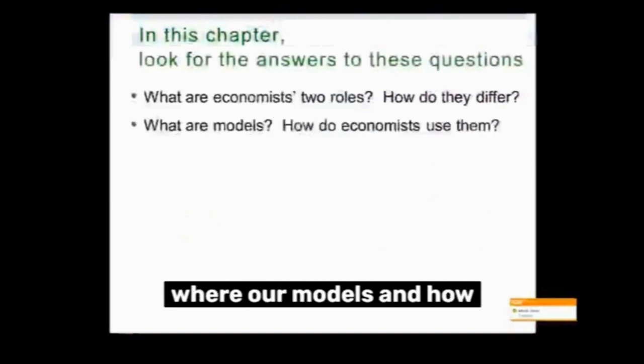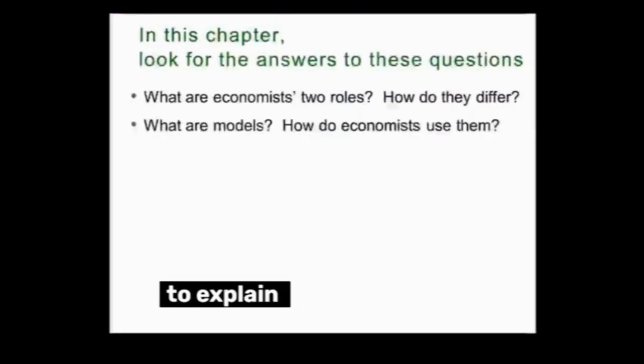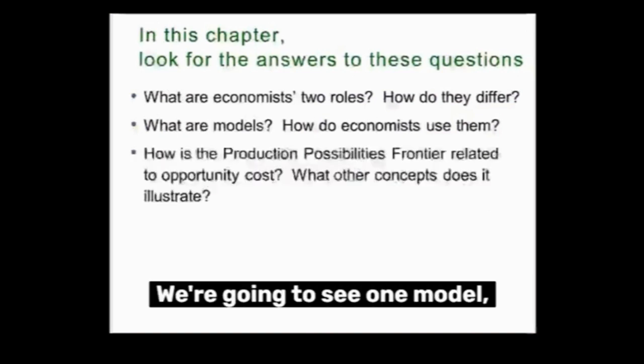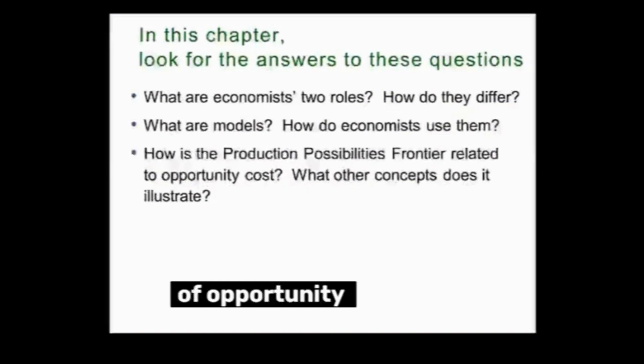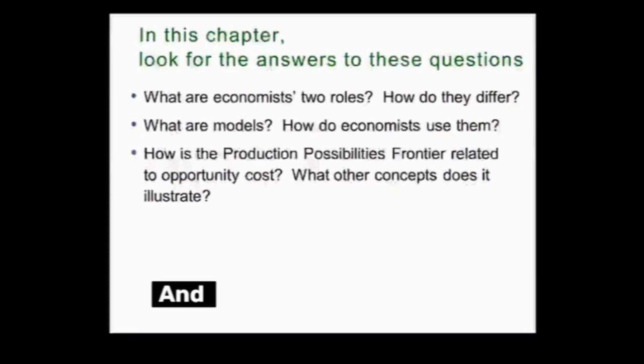We're going to learn what are models and how do economists use models to explain the world around us. We're going to see one model, an example of a model, which is called the production possibilities frontier, and we're going to see how it is related to the concept of opportunity cost that we learned in the first chapter.